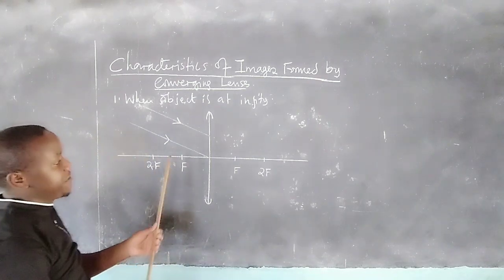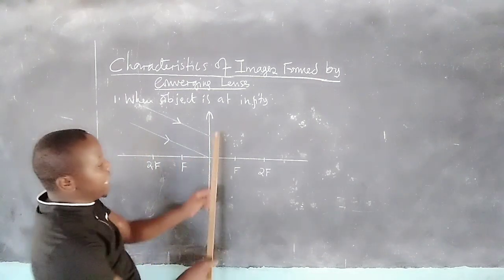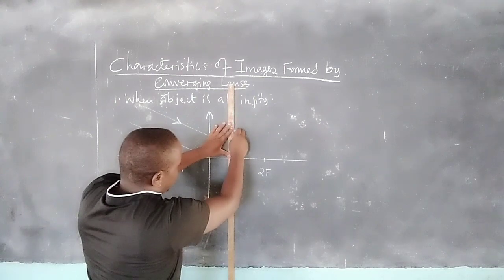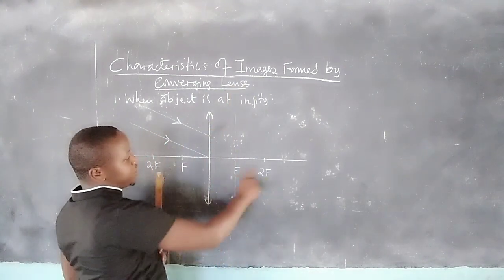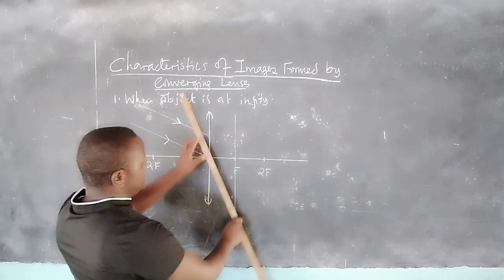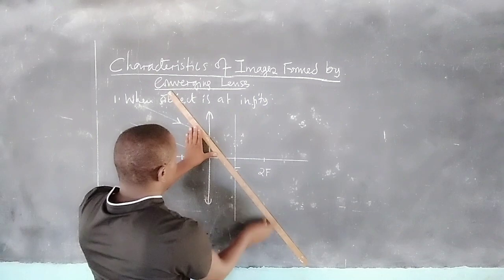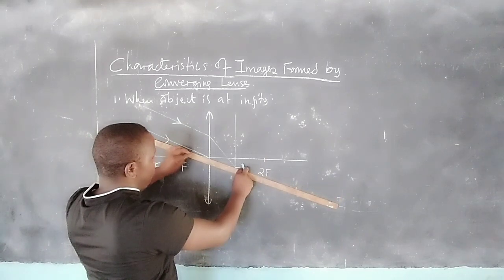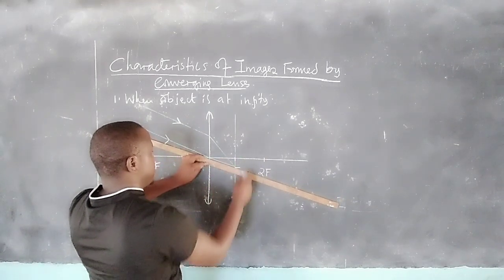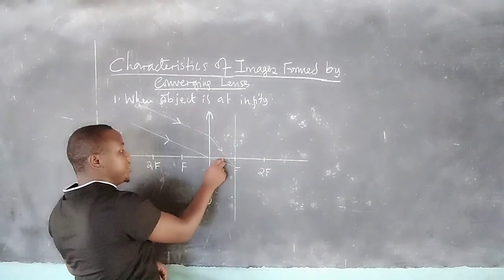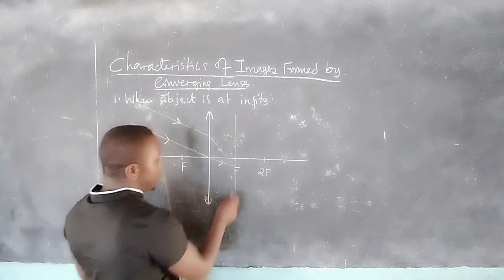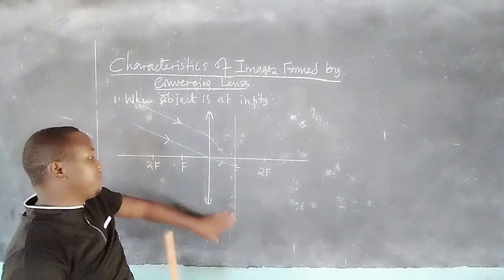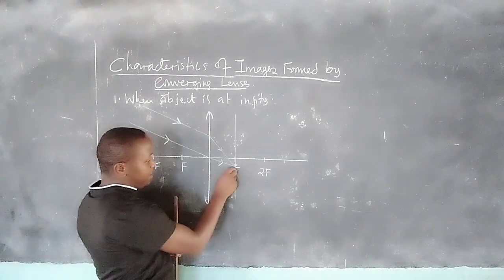We say that the rays get refracted such that they are meeting on a plane which is perpendicular to the principal axis at F. Therefore, these rays will converge somewhere along that plane, the focal plane. So the rays converge at a point on the focal plane, and the intersection of the rays gives us the tip of the image. So the image will be there.